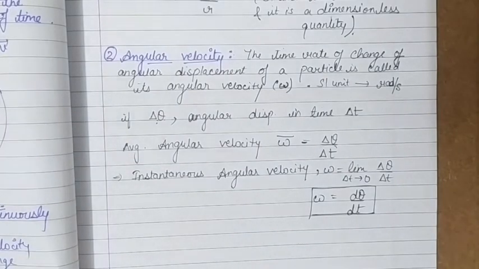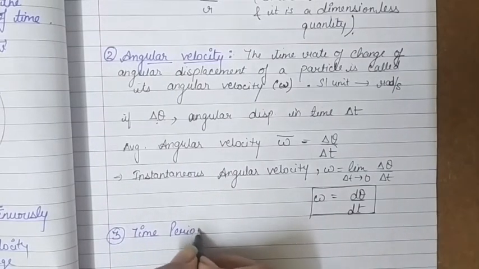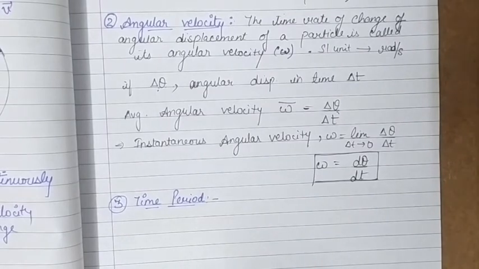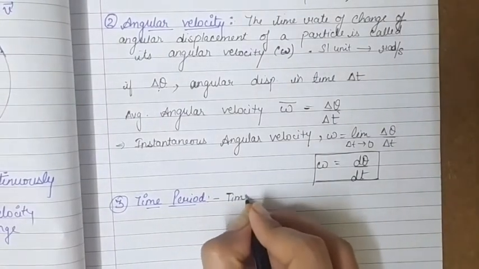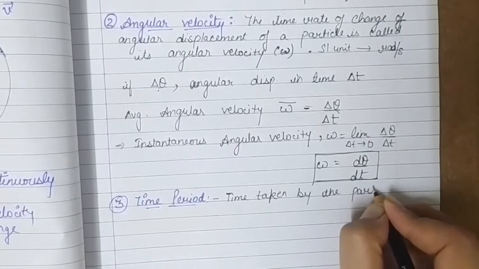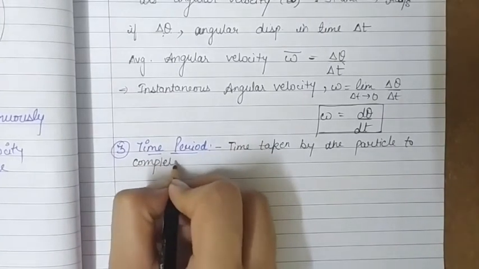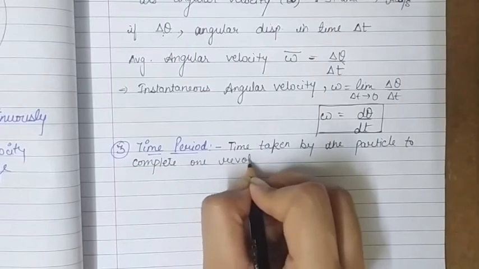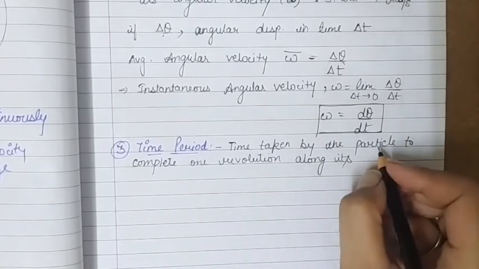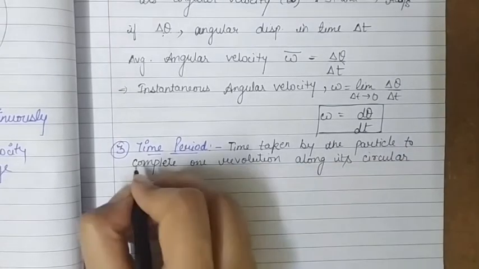Next term that we should know in circular motion is time period, which is very common. So time period is the time taken by the particle to complete one revolution along its circular path. How much time it will take to travel the path, to complete one cycle, one circle, that is called time period.